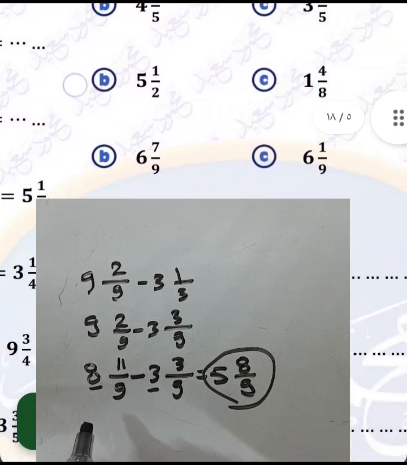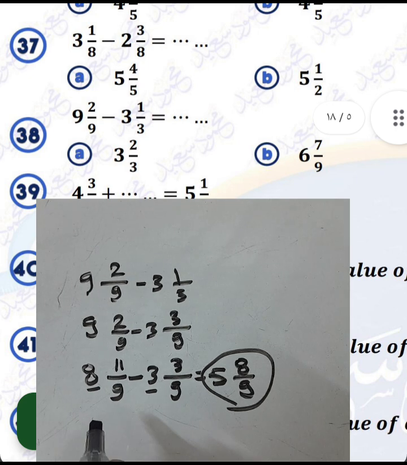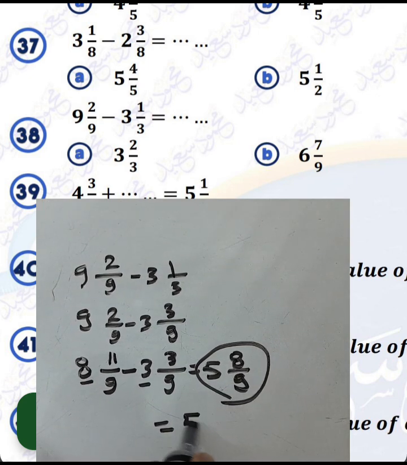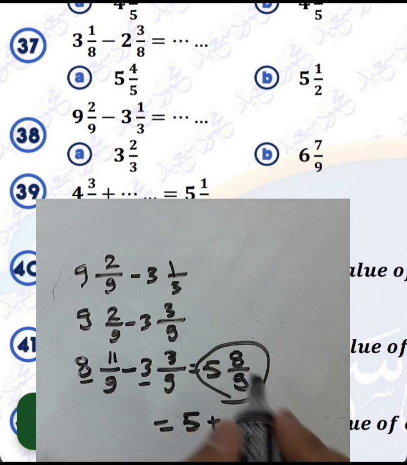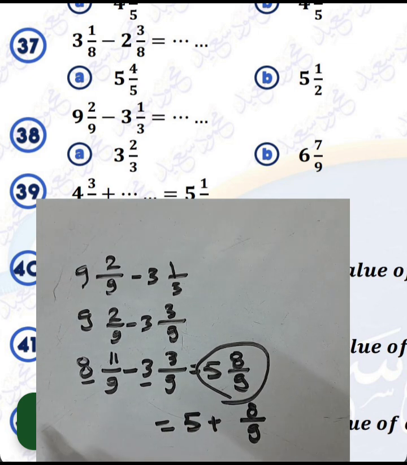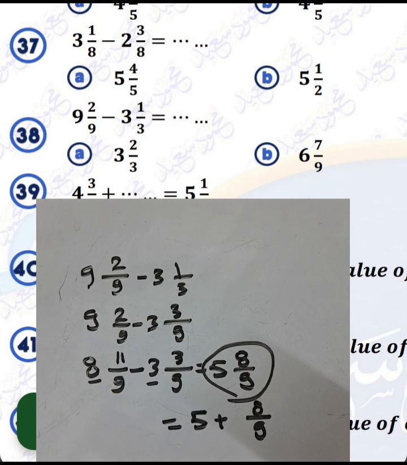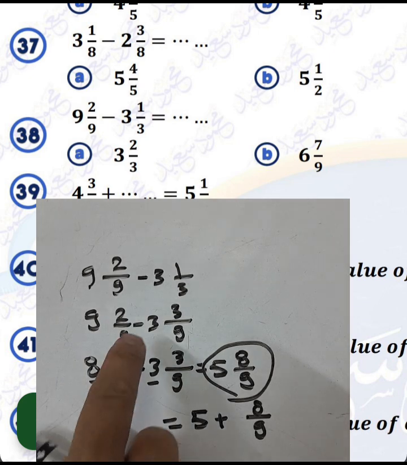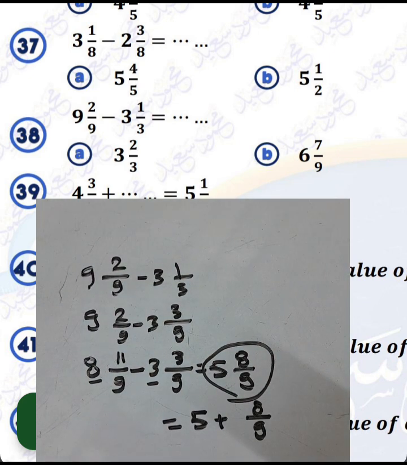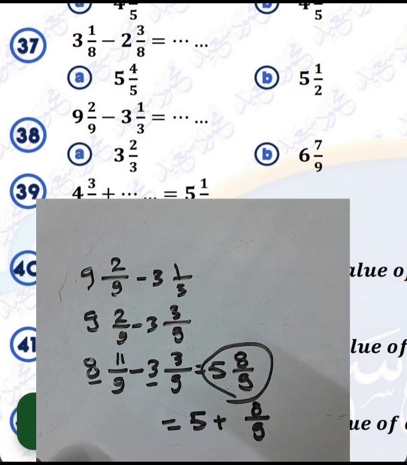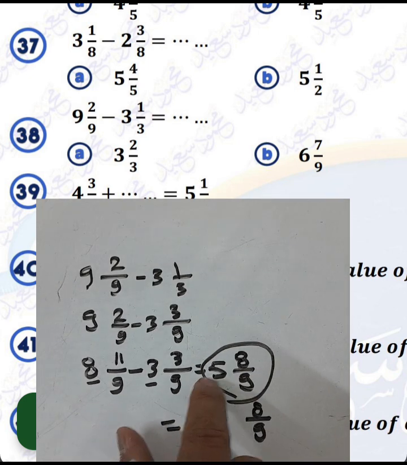We have 5 and 8 over 9. Again, simplest it. Write 5 plus 8 over 9. Solve this example again with me. 9 and 2 over 9 subtract by 3 and 1 over 3. We must borrow 1 from 9, it will be 8, and 9 over 9 plus 2 over 9, it will be 11 over 9. 8 minus 3 equals 5, and 11 minus 3, it will be 8. And the result will be 5 and 8 over 9.